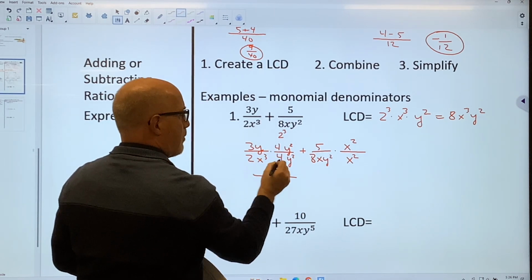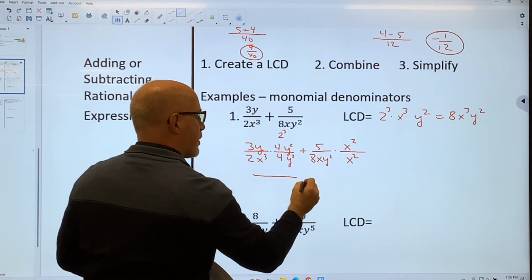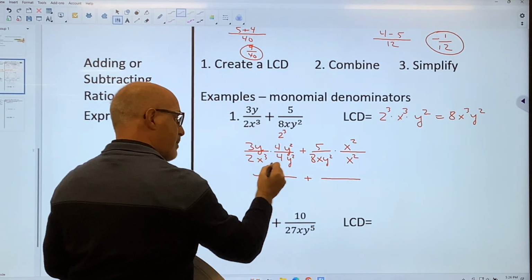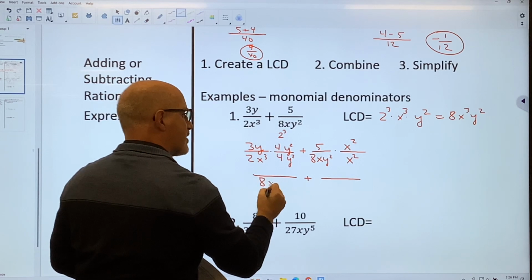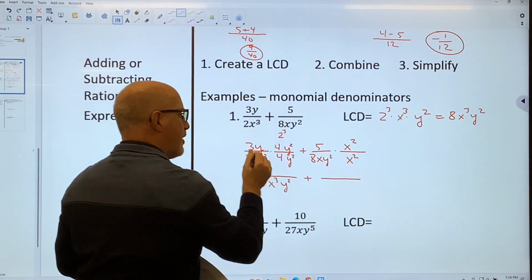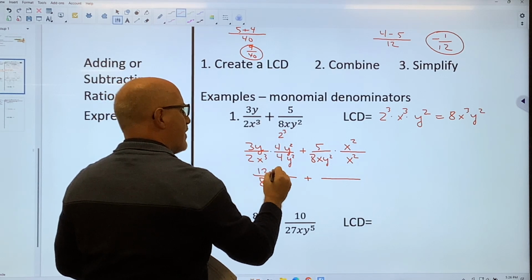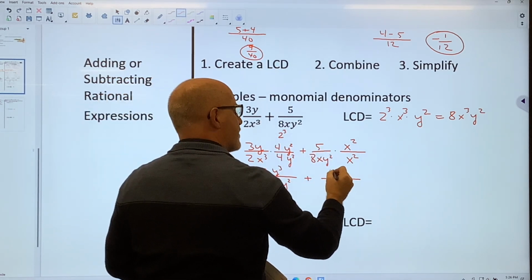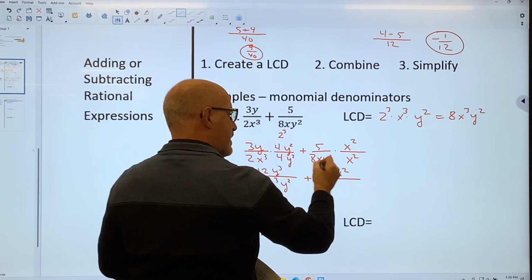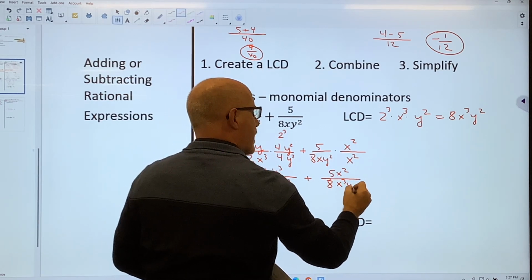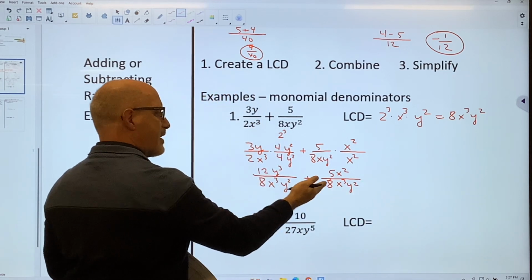So, we're going to multiply these two denominators here, but we're going to add it to the other common denominator. So we have our common denominator here of 8x cubed y squared, so we accomplished that common denominator. On the top we'll have 12y to the third. Here I'm going to have 5x squared on the top. Multiply the denominators here, I get 5x cubed y squared.